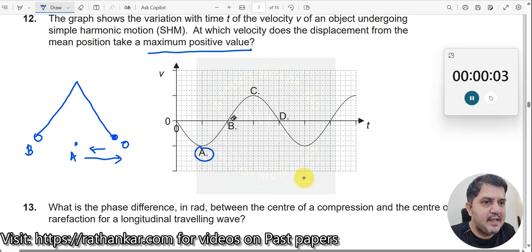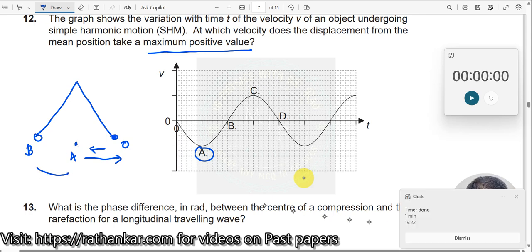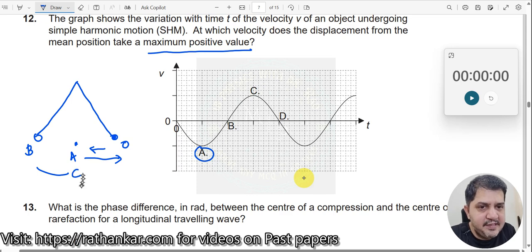Then once again, when it comes over here, what's happening? Velocity is becoming positive and reaches point C. So which means it's coming back like this, and it's becoming C here. And then what happens next? After that it goes to point D at this point over here.